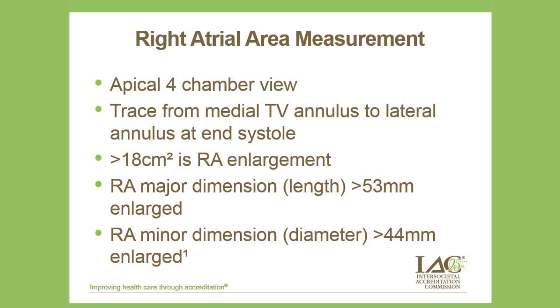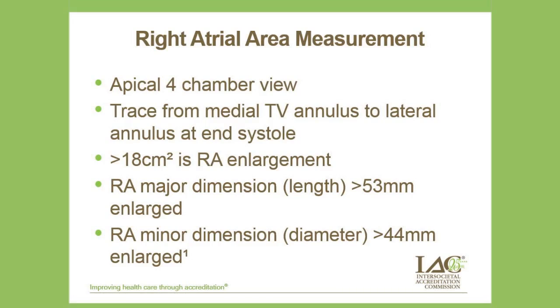Okay, so right atrial measurements, there's a couple ways we can do this. We can do an area trace, or we can just do the dimensions across the right atrium. First of all, let's talk about the right atrial area. We'll do this from an apical four-chamber view, and we'll trace from the medial tricuspid annulus to the opposite, lateral annulus, and we'll do this at end systole. Anything greater than 8 centimeters squared is considered right atrial enlargement. On most any ultrasound machine, you can go into your generic area package and do this if you don't have this measurement set up in your machine.